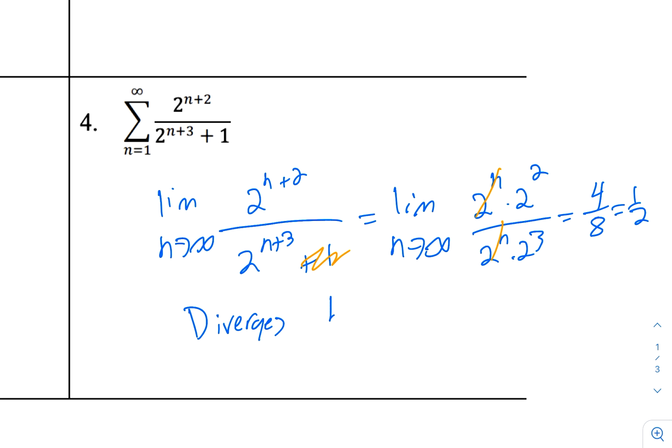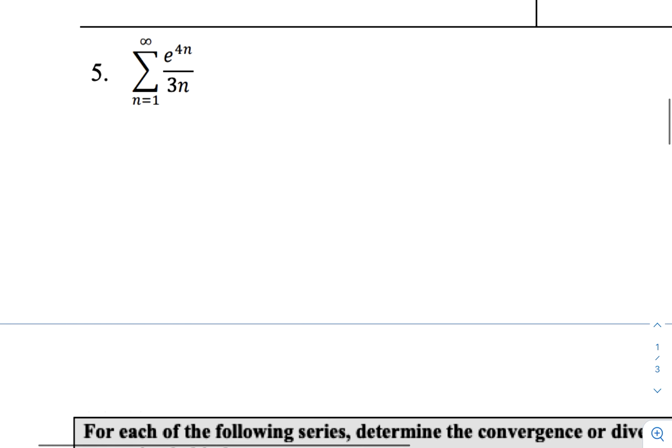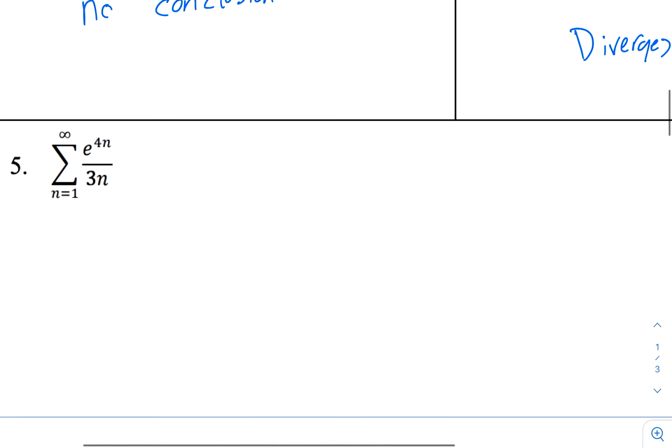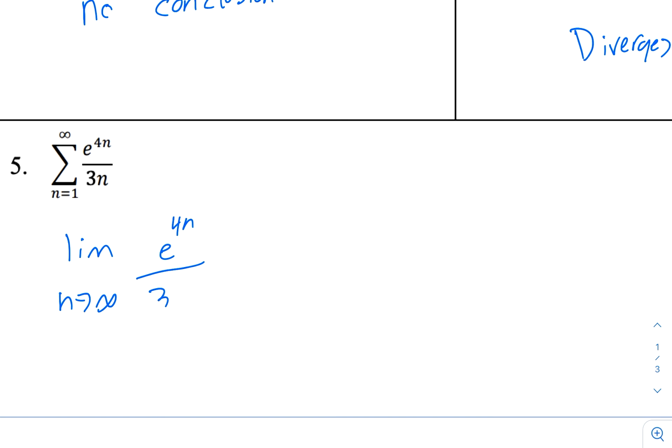And again, it diverges by our nth term test. All right, so not bad. One last example for us to take a quick look at. We have the limit as n approaches infinity of e to the 4n over 3n.